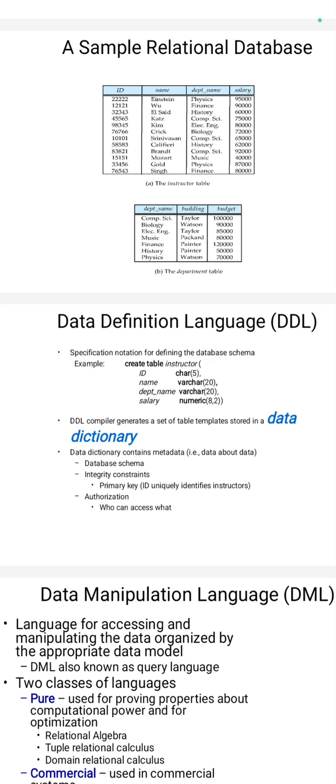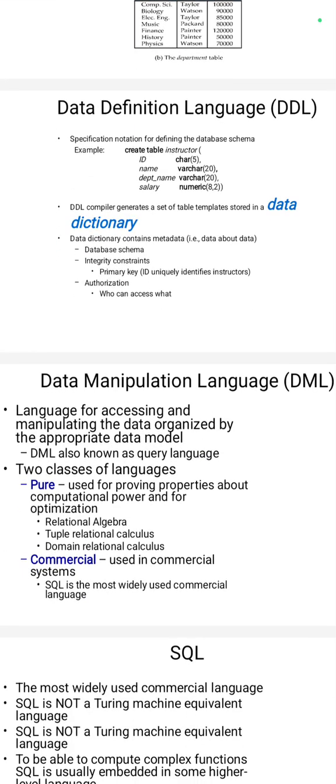Data manipulation language is a language for accessing and manipulating the data organized by the appropriate data model. DML is also known as a query language. There are two classes of language, pure and commercial. Pure languages are used for providing properties about computational power and for optimization, like relational algebra, tuple relational calculus, and domain relational calculus. In commercial systems, SQL is the most widely used.